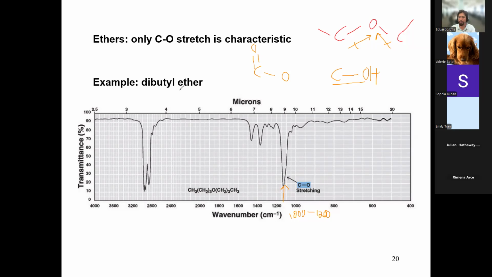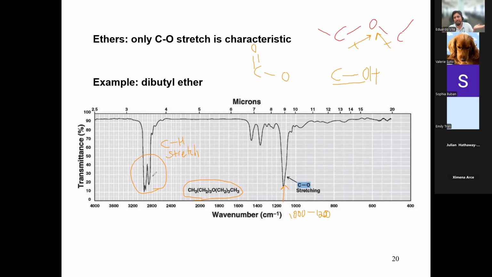In this example, dibutyl ether, you can see the formula right here. You just have carbon hydrogen chains bridged by an oxygen. Remember I told you guys, what is this right here at 3,000? What are these? Stalactites, right? This is your carbon hydrogen stretches. This is everywhere. Every organic compound has them. Sometimes they don't tell you anything other than your compound is organic. So you cannot simply point to this and say, yeah, this definitely helps me.